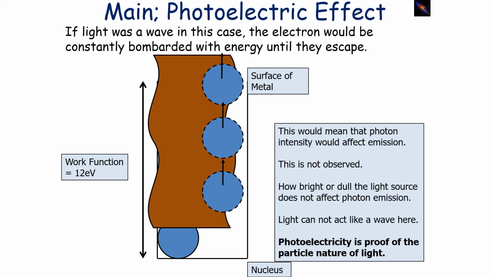And like we said before, if light was a wave, in this case the electron would be constantly bombarded with energy until it escapes. This means that the light intensity would affect emission. This is not observed. How bright or dull the light source is does not affect photon emission. So light cannot act like a wave here. Photoelectricity is proof of the particle nature of light.